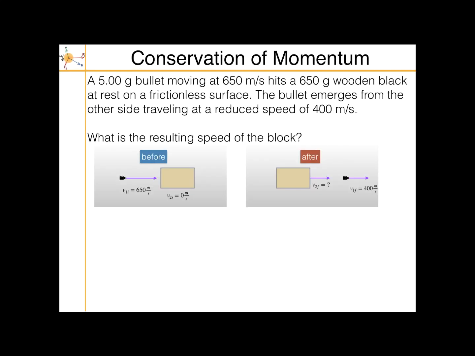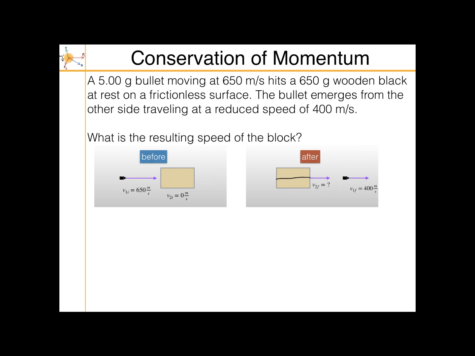This next example, we have a bullet flying towards a wooden block. A 5-gram bullet moving at 650 meters per second hits a block at rest on a frictionless surface, and the bullet comes out through the other side. The bullet basically tunnels through and makes it through the other side, but it's lost speed. It's traveling at 400 meters per second. As a result, the block has started moving. Now, this is not an elastic collision. Energy is going to be lost into the deformation of the block. So we're just going to use conservation of momentum and see if we can get a final answer for this.